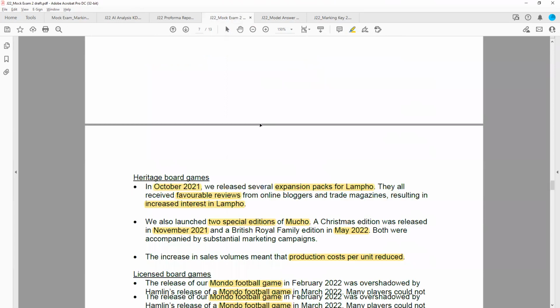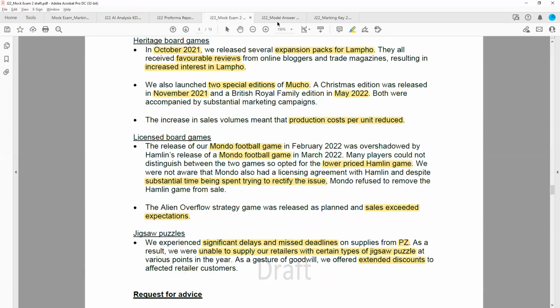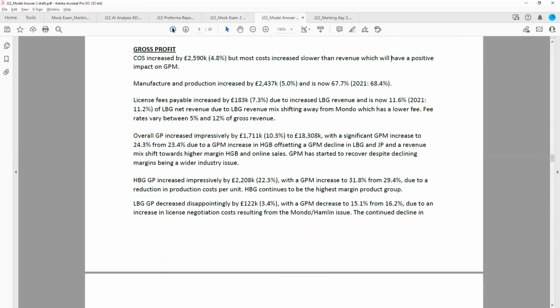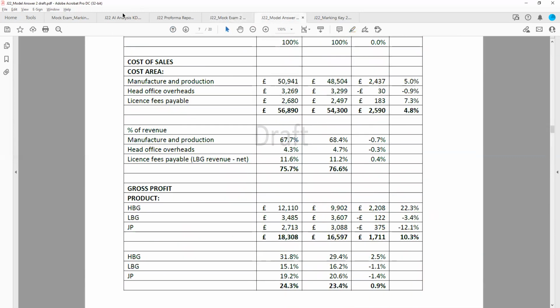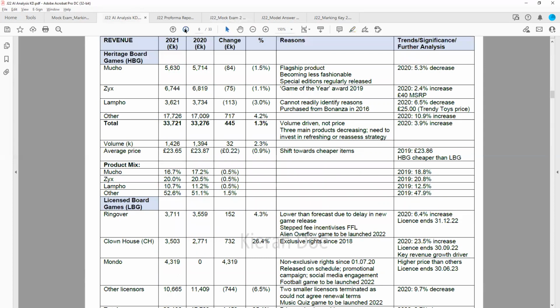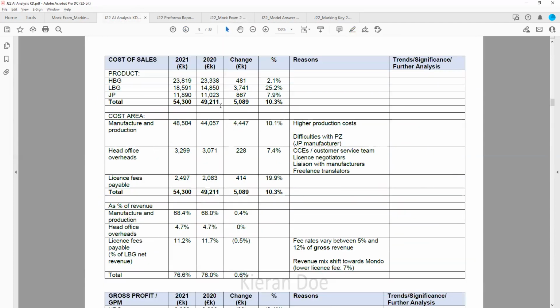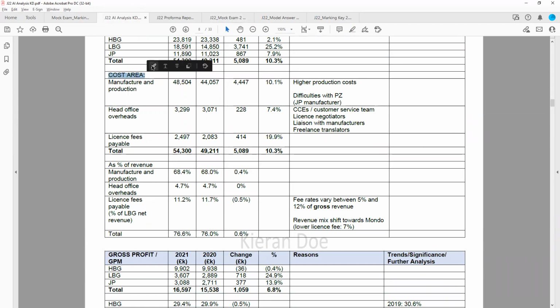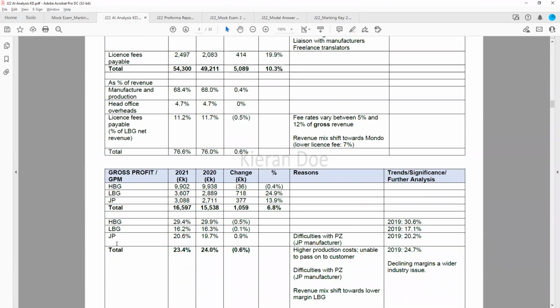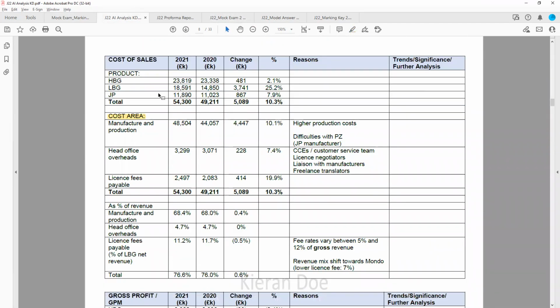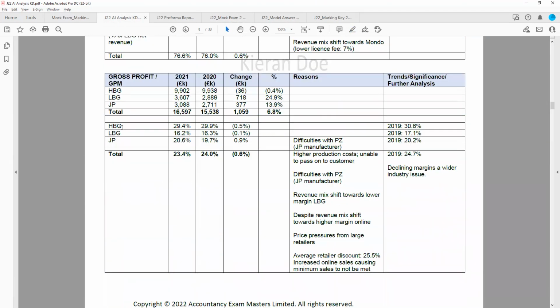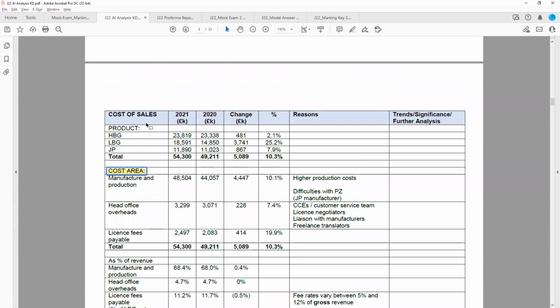So then we could come on to gross profit. And again, we can go through and calculate the numbers. So just as we did in the AI class and just as we did in mock exam 1, I would look at it by cost area and then gross profit by each channel. You could do cost of sales by each product group as well. So sorry, cost area and gross profit by product group. You could do cost of sales by each product group as well.